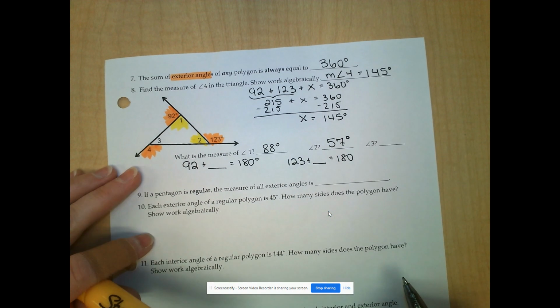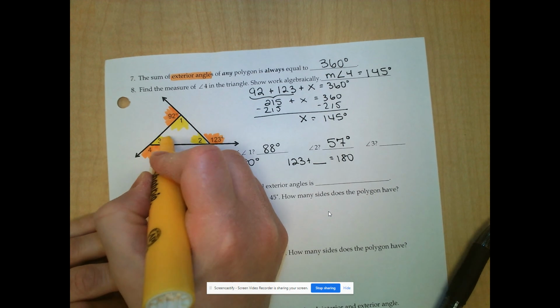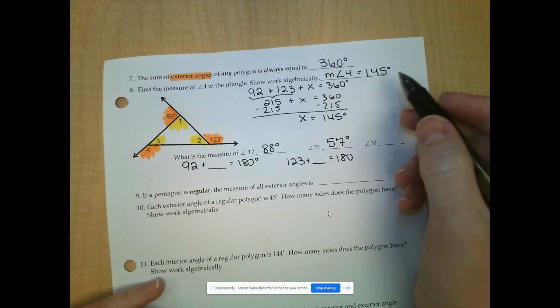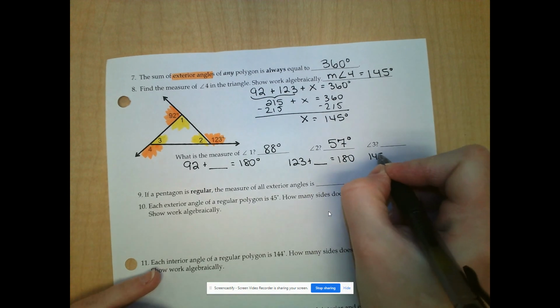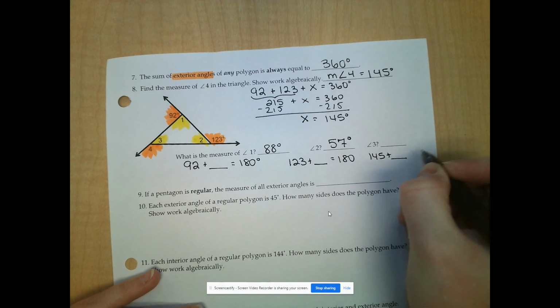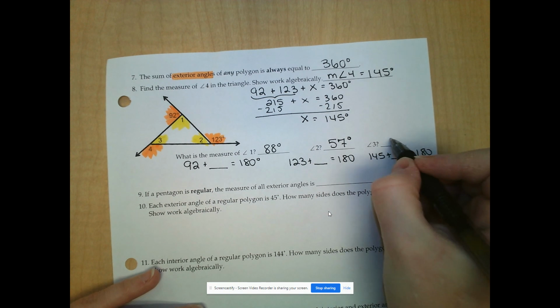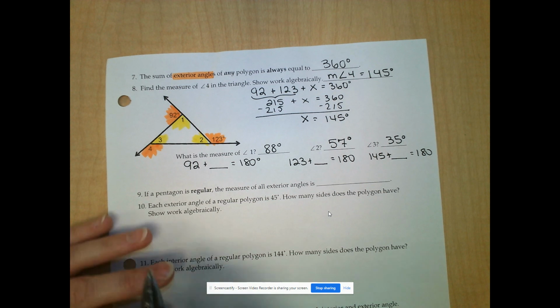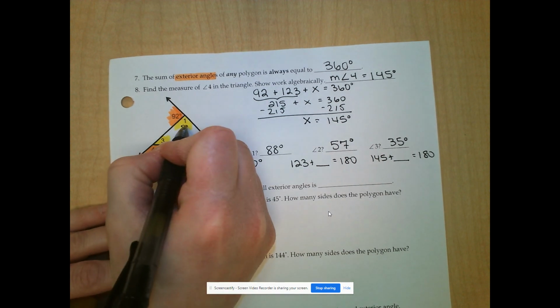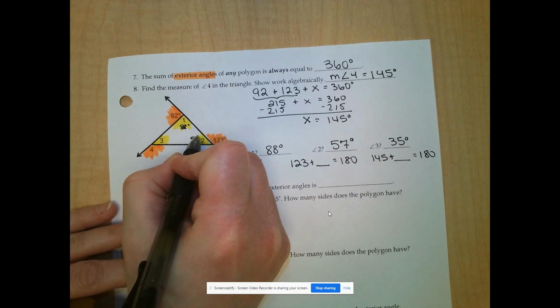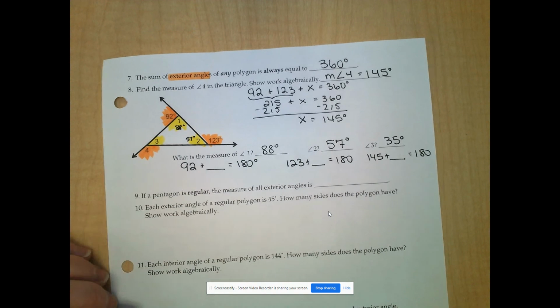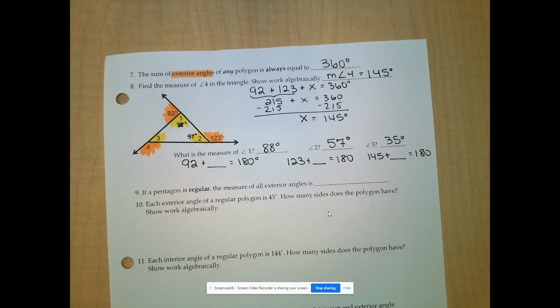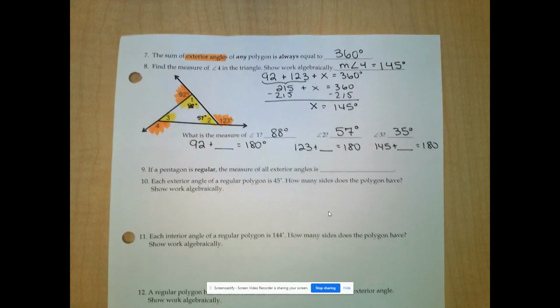And last, angle 3. We just found that angle 4 was 145 degrees. So 145 plus the missing angle 3 would have to add up to 180, making angle 3 35 degrees. Now, you also could have said if angle 1 is 88 degrees and angle 2 is 57 degrees, the 3 interior angles have to add up to 180. That would have been another option for finding the third.